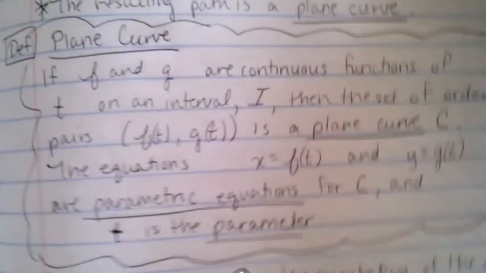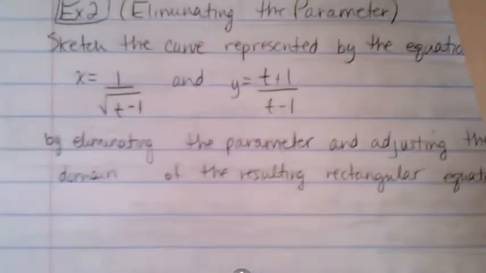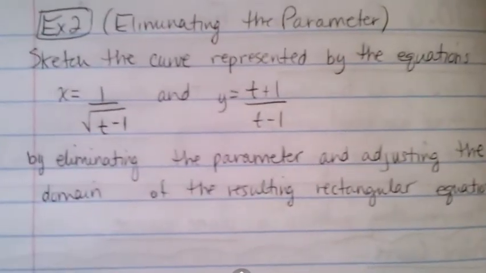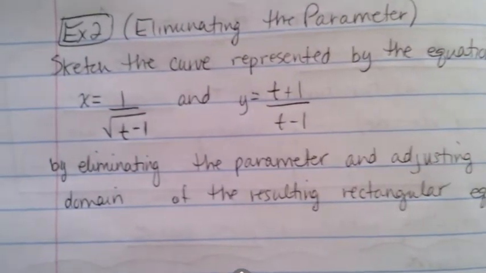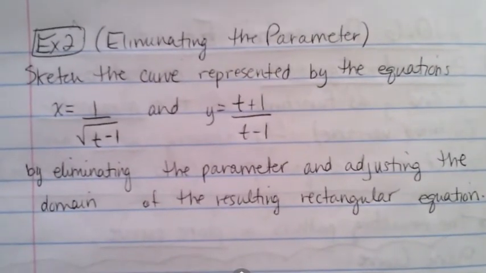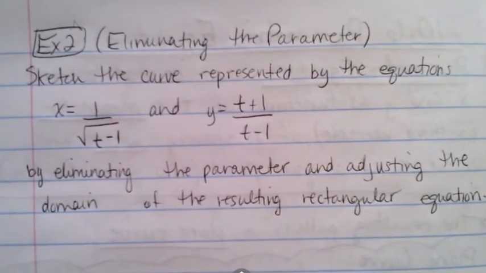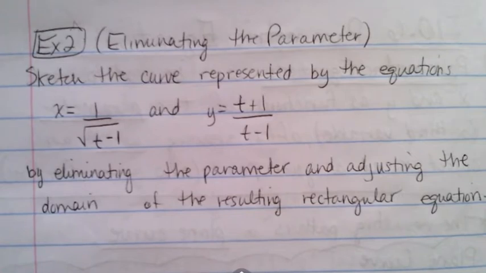So let's go ahead and jump over. Hopefully this video is not too long, because like I said, they're kind of different. So let's look at example 2. This one is eliminating the parameter, which is kind of what I did in the previous example on that side note. We eliminated the parameter t by rewriting it in terms of x, and then we just solved it that way.